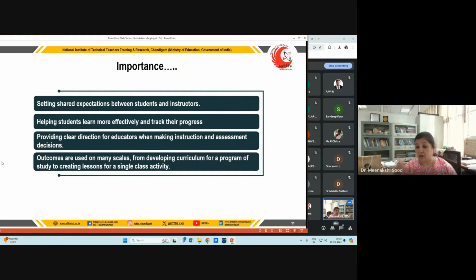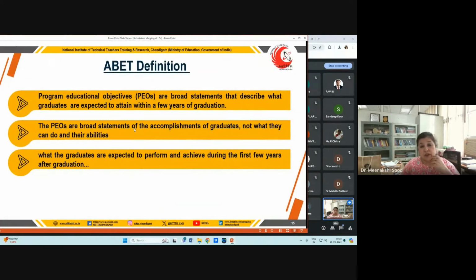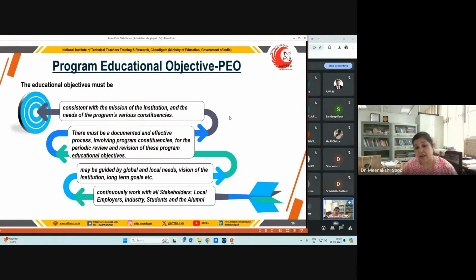So I hope that you must also be disseminating this, whether in your admission brochure. Now it is mandatory, on your website also it is mandatory, right? So you must be doing that.